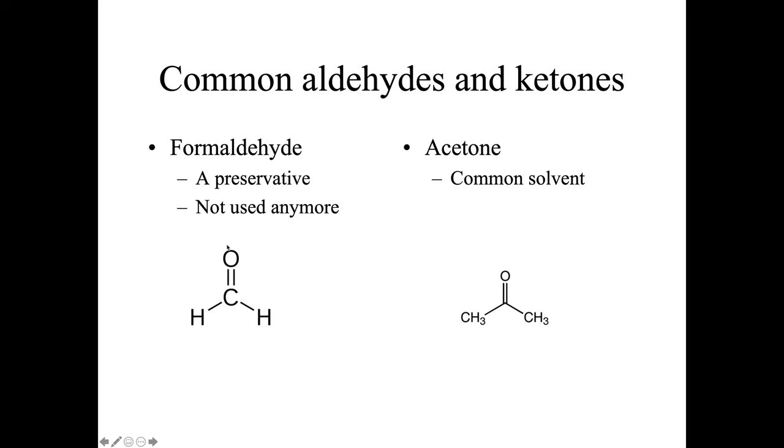This is formaldehyde. This is a preservative that used to be used. It's not used as much because it's extremely volatile. Volatile, remember, means it turns into a gas at a low temperature. But this is an example of an aldehyde. So it's carbon with a hydrogen. This is acetone. You can buy acetone. It's commonly used in nail polish remover. So you see the difference, hydrogen. And if this was a carbon here, you'd still have... But as long as there's one H, it's an aldehyde. But if there's two carbons, it's a ketone.